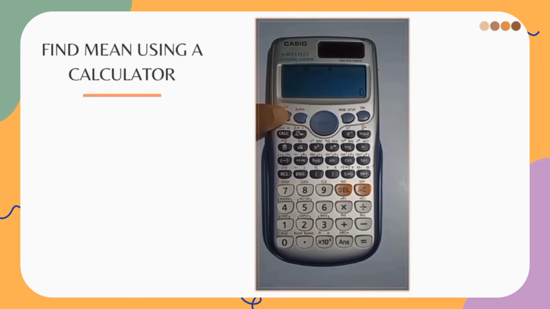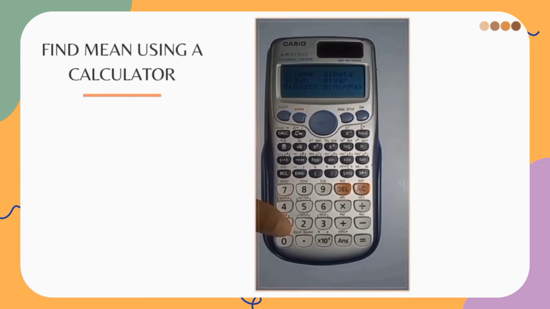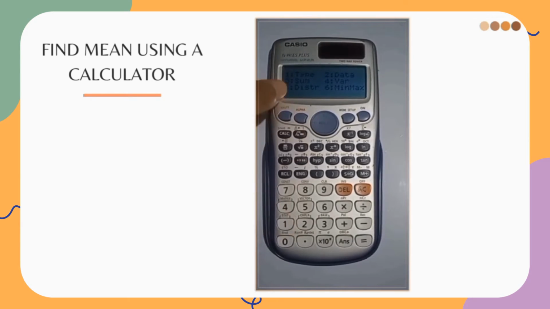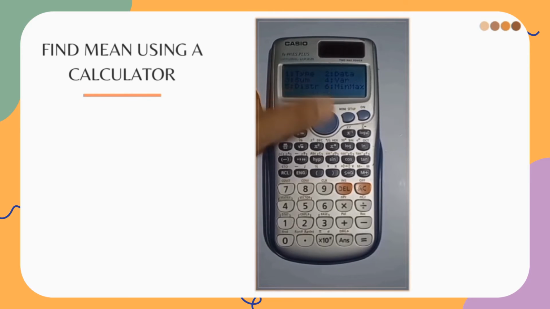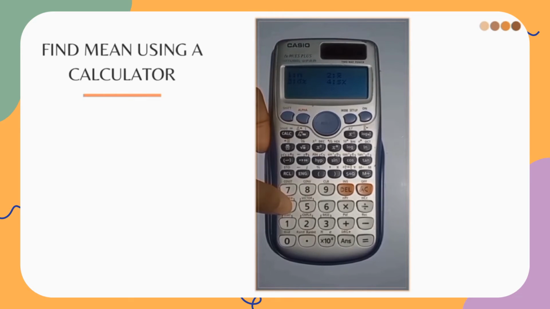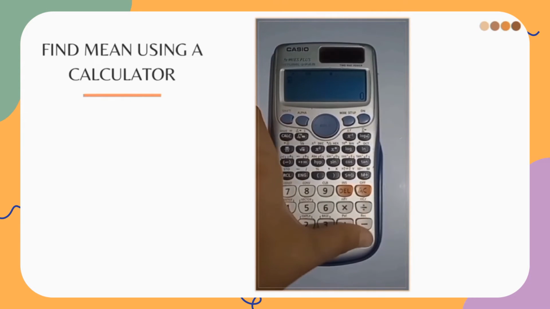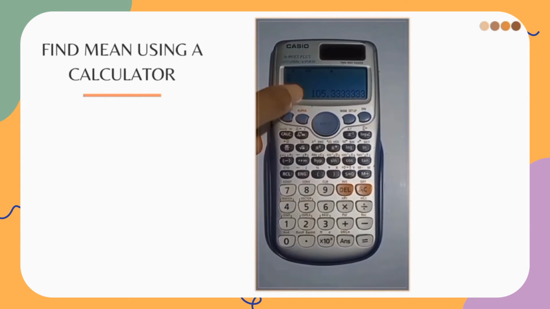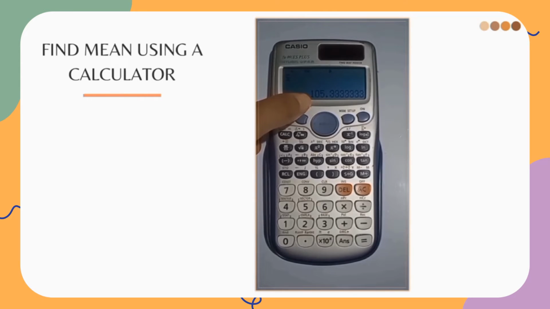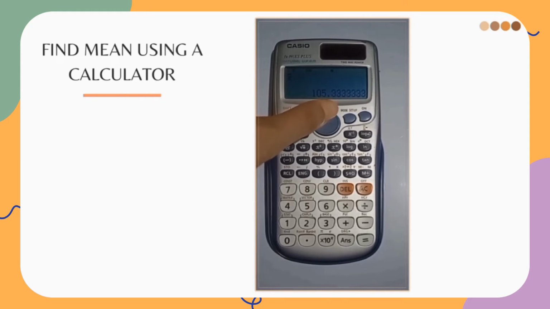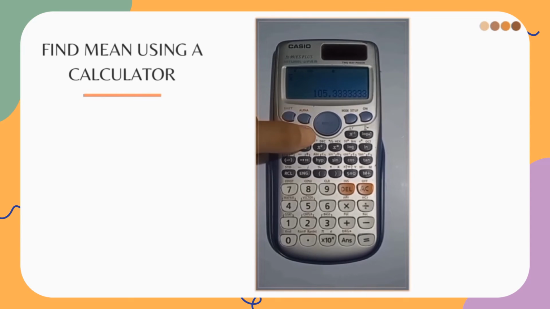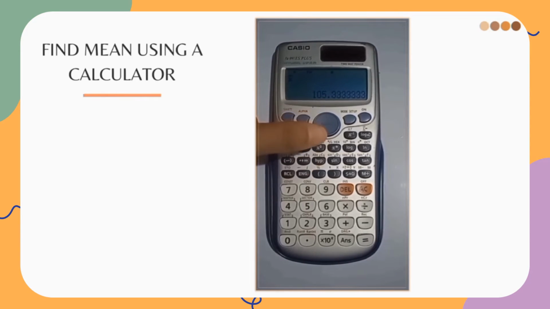If you have already entered all the numbers, click AC. And then press Shift and 1. After that, press variance, which is 4. Press 4. And choose 2 for mean. So there is a symbol for mean and then press equal. And you will get the answer for boys mean, which is 105.3333. So for girls mean, you can try on your own.